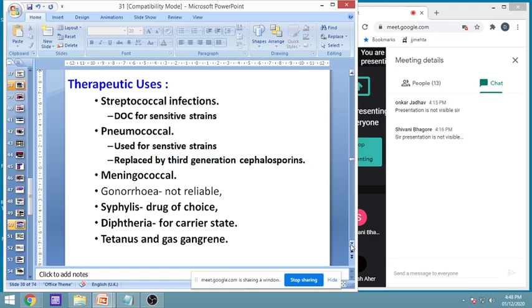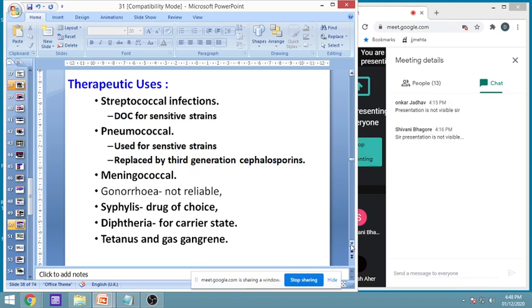What are the therapeutic uses? They are used for streptococcus, particularly the drug of choice for sensitive strains, and for pneumococcal. This word, sensitive strains, is very common everywhere. At most places they are replaced by third generation cephalosporins. Then meningococcal and gonorrhea, they are not reliable. It is not clear whether they will be able to do it. Syphilis, it is the drug of choice. But what is the problem? We shall see about syphilis.